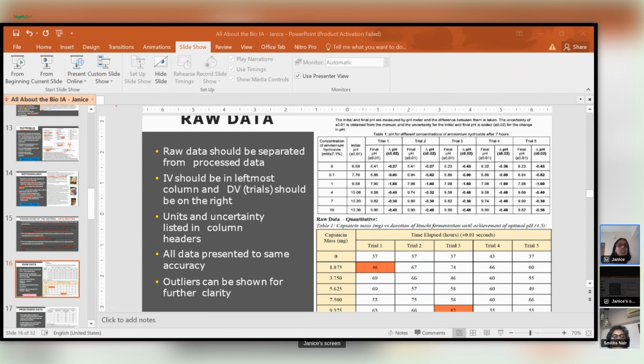So the raw data should be separated from the processed data. This is the raw data and this is the processed data. Got that? So units and uncertainties are listed. All data must be presented to the same accuracy. Now, how? I'm telling you. How many figures are there after the decimal? Two, am I right? So here also it is two.